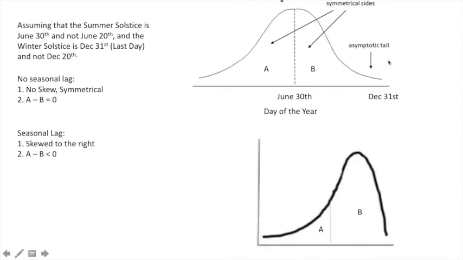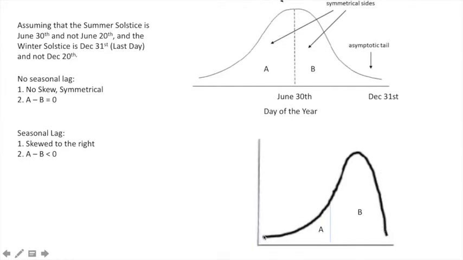However, should there be seasonal lag, which is what we will be investigating subsequently, the graph will skew to the right, and the latter half of the year will experience the highest temperatures, and B will be markedly larger than A, as shown right here. Because A is smaller than B, when you deduct B from A, you obviously get something less than 0, a negative number, for any place which has a seasonal lag.